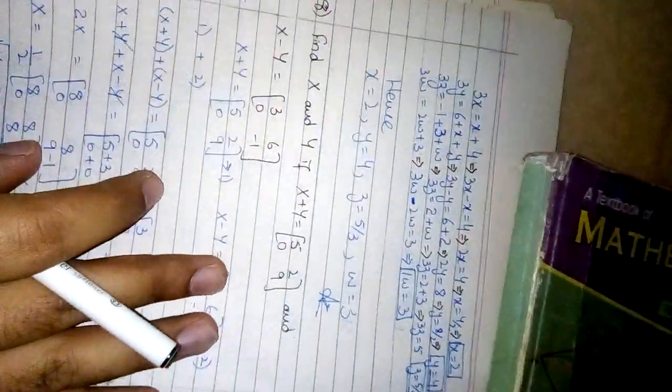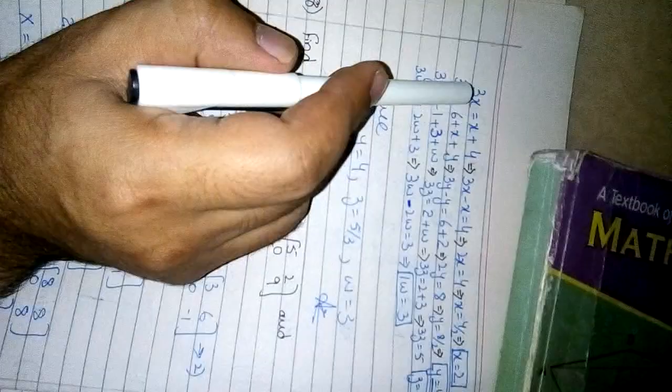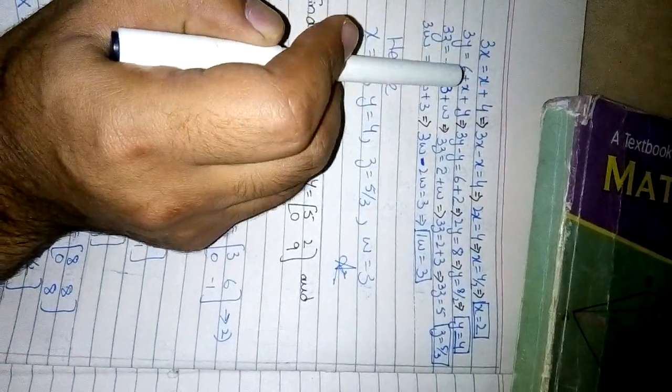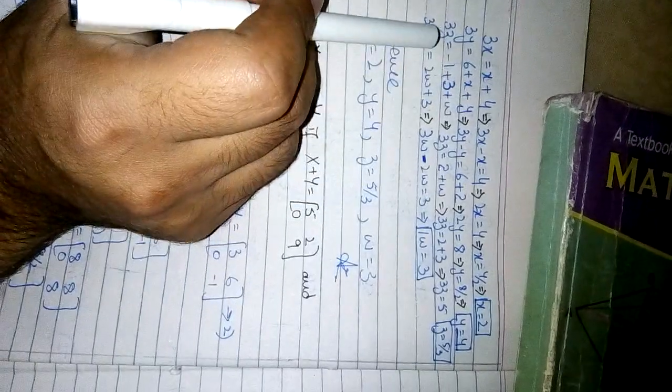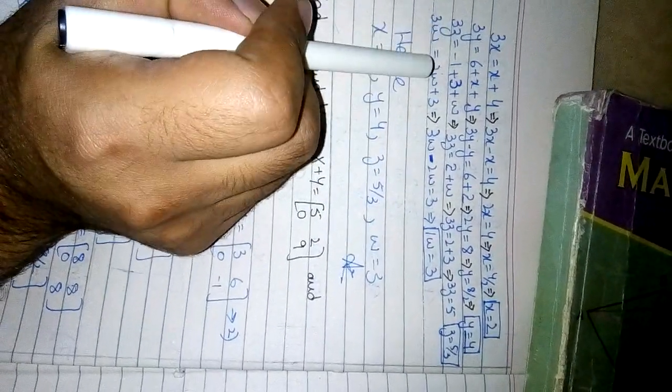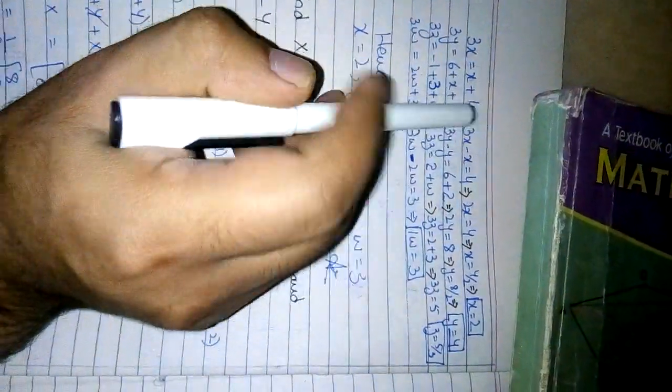So if you look here, the first element is 3x, which will be equal to x plus 4. Second element, 3y equals 6 plus x plus y. 3z equals negative 1 plus 3 plus w. 3w equals 2w plus 3.